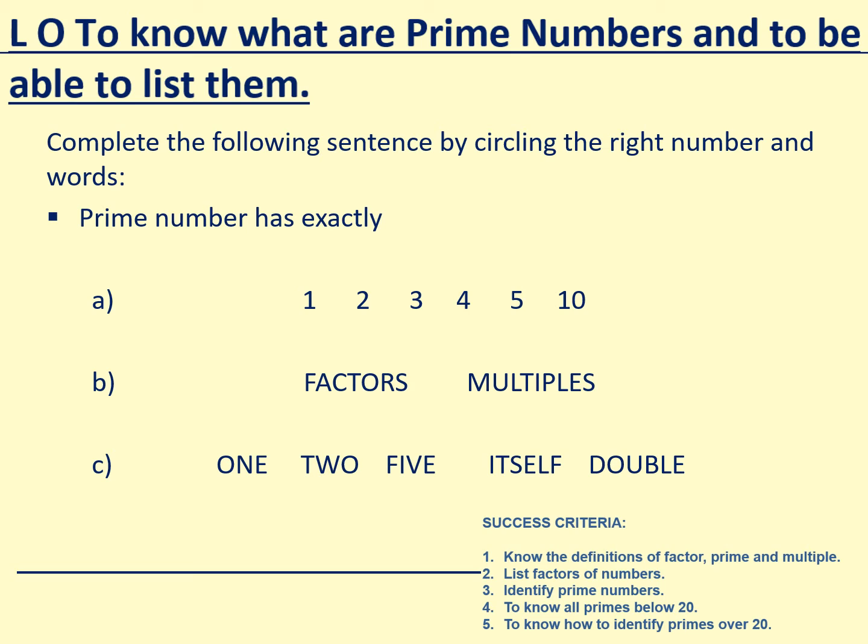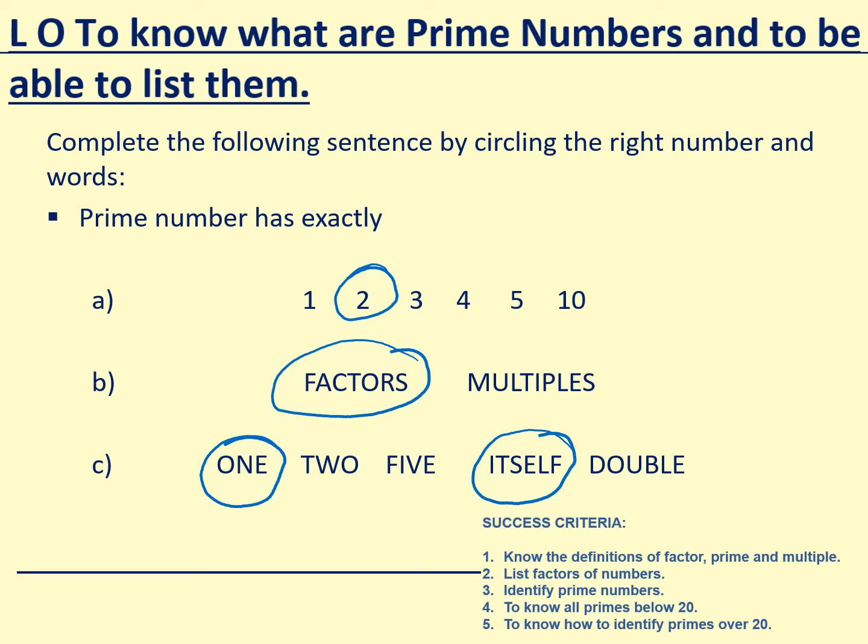First activity. Complete the following sentence by circling the right number and words. A prime number has exactly... Pause this video and think how to finish this sentence. If you've completed it like this, a prime number has exactly 2 factors, 1 and itself, then you've got this right.